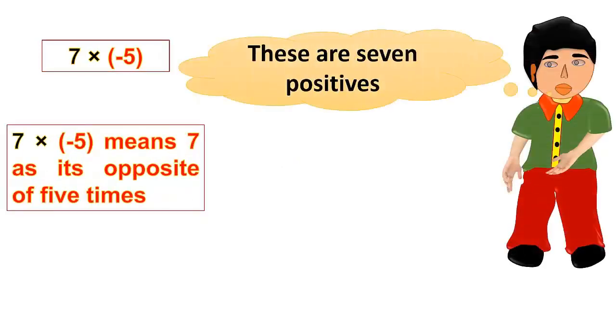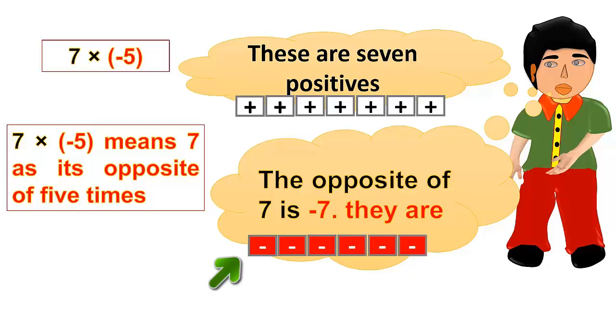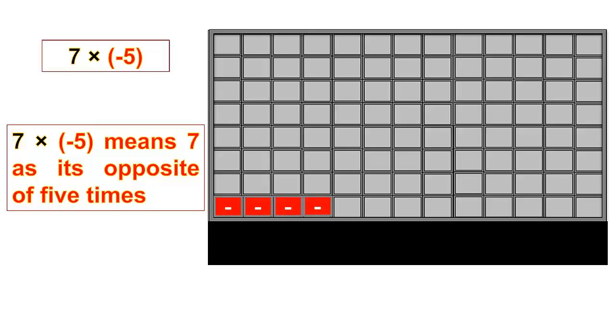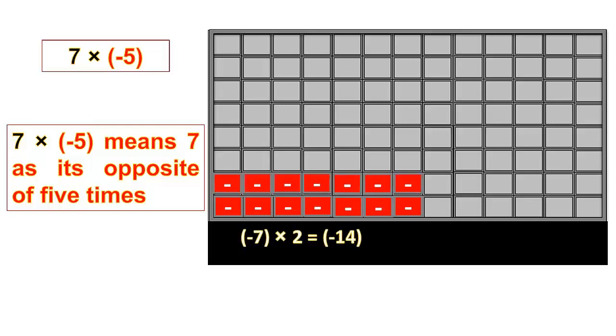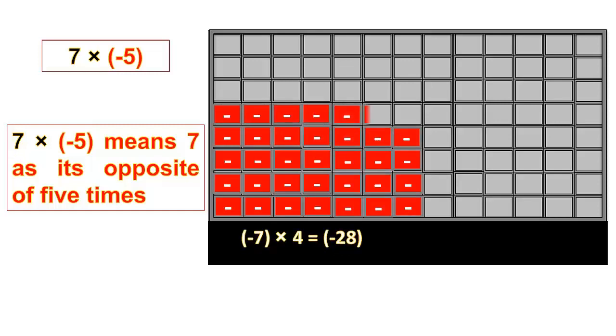Now we take 7 into minus 5. 7 into minus 5 means 7 as the opposite of 5 times. These are 7 positives, and the opposite of 7 is minus 7. They are 7 minus symbols. So now we go to the multipurpose board. There in a row we have 7 minus symbols. Likewise we arrange it in 5 rows. Therefore 5 into 7 gives 35. All the 35 are minus signs. That is, 7 into minus 5 is equal to minus 35.